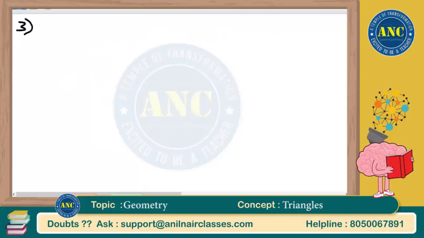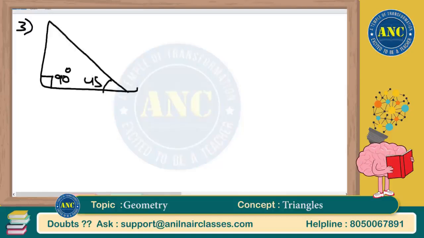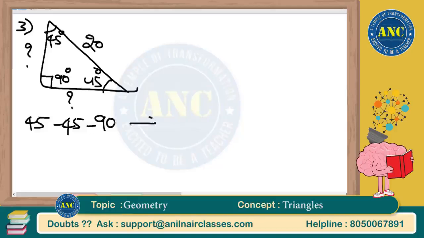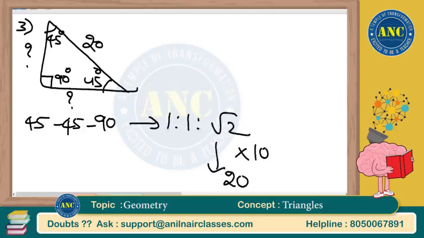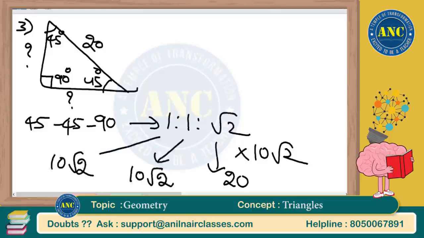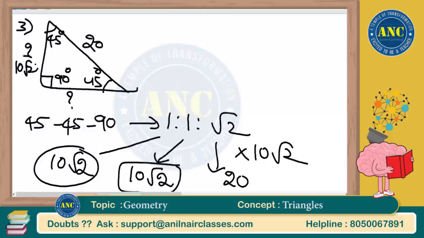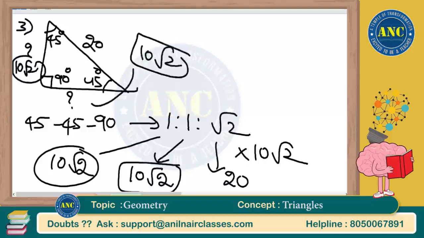Third one. In a 45-45-90 triangle, the side opposite to 90 is 20. Find the other two sides. Just a simple application. In a 45-45-90 triangle, the ratio is 1:1:√2. According to the question, the hypotenuse is given as 20, so each side is 10√2. This value is 10√2 and this value is also 10√2. Simple application of the concept. I hope it is clear.